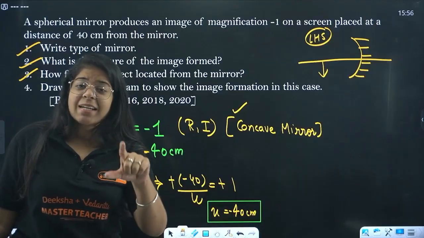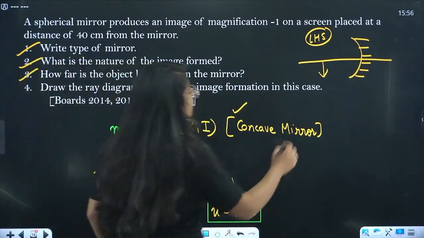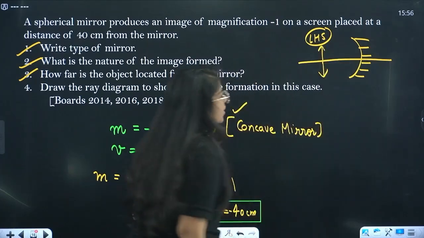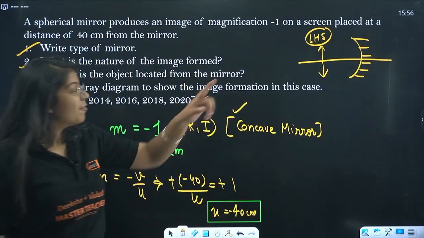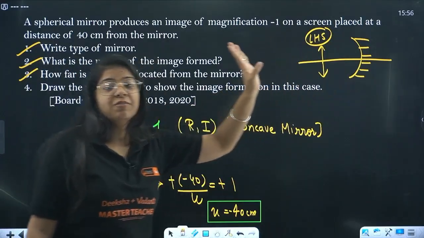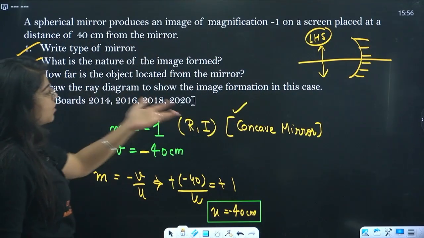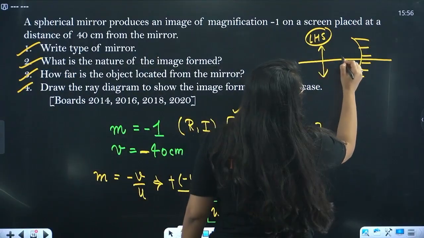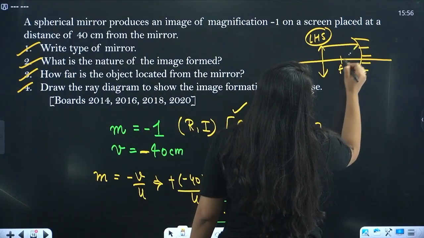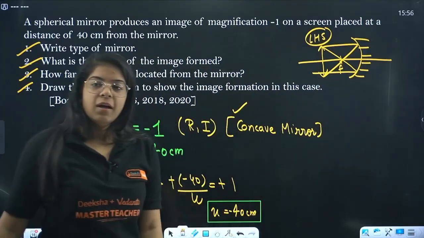That means the object is on the radius of curvature. It is placed on the radius of curvature because that's the only case when V and U are equal. Height of image is equal to the height of object. Then draw the ray diagram to show the image formation. In this case, we have already drawn the ray diagram, and this is how you draw the ray diagram.